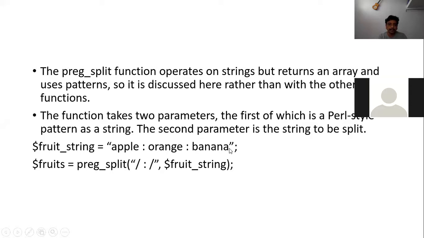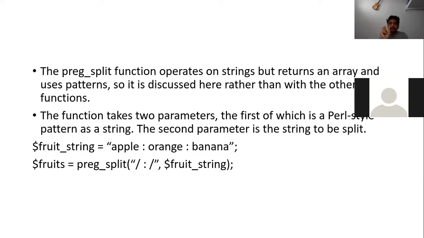If I apply preg split, what happens? It splits the string into the three fruits: apple, orange, banana. On what pattern is it going to split? It splits based on the colon. In the given string, wherever it identifies the colon, it splits the string there. Preg split will break the given input string into substrings. The breaking will be based on what pattern we have mentioned. Here, the pattern we have mentioned is the colon.